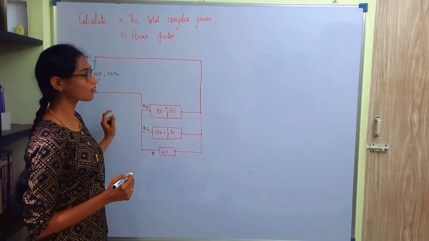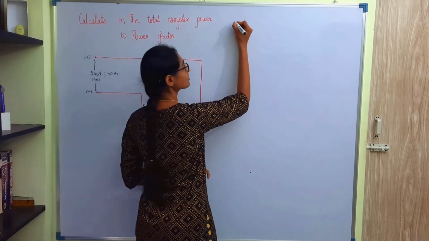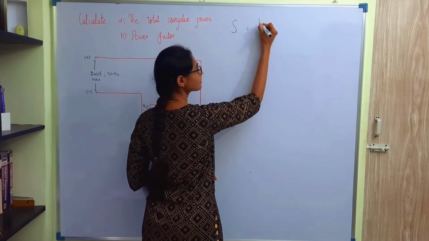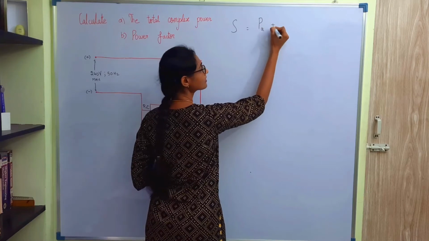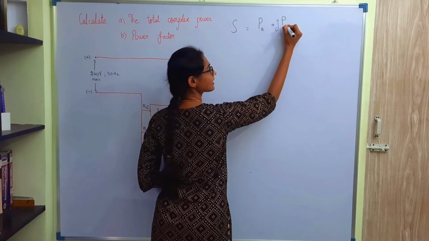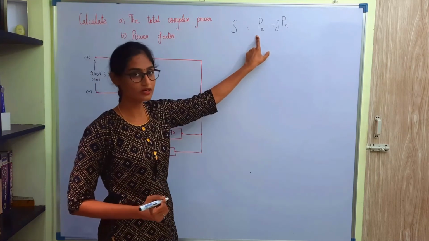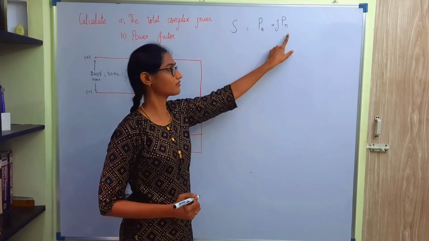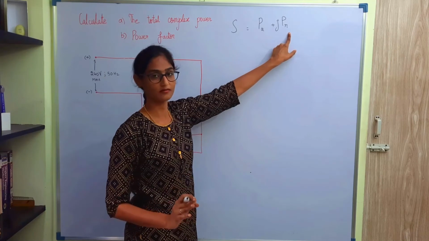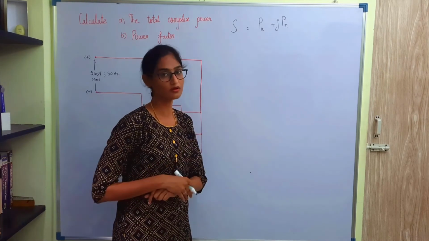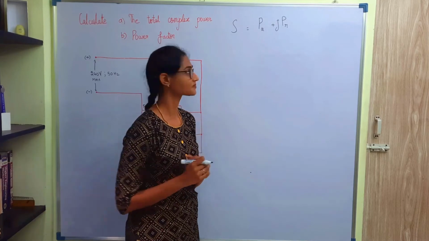Okay, so what is complex power? Complex power is denoted by S. S will be active power plus j reactive power. Active power is the power that is used by the load and reactive power is the power that is sent back to the supply. All these details we have seen in that video, so for more details, you can just watch that.